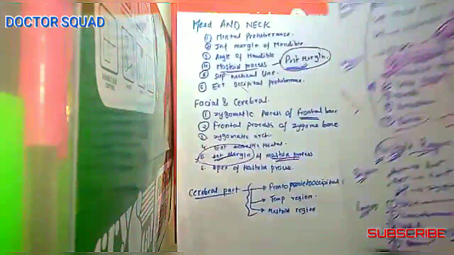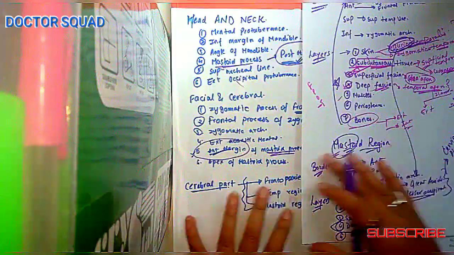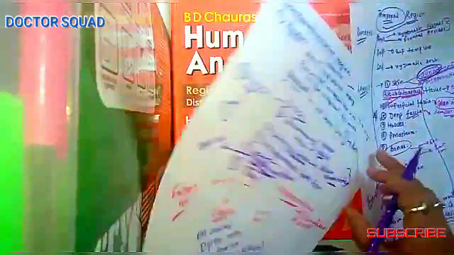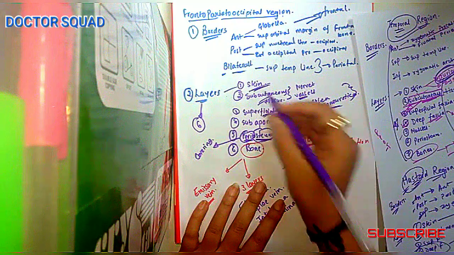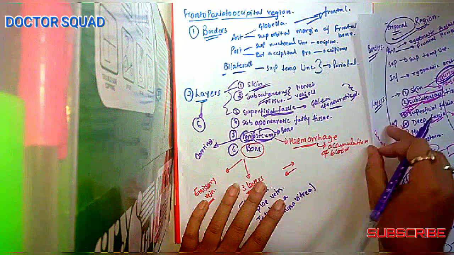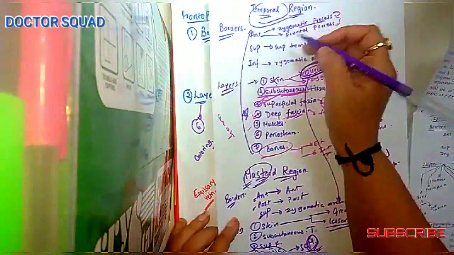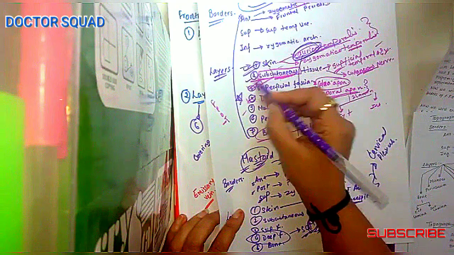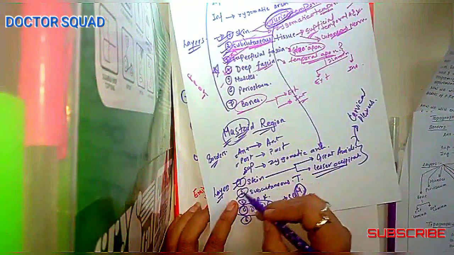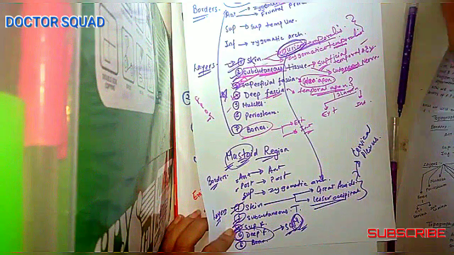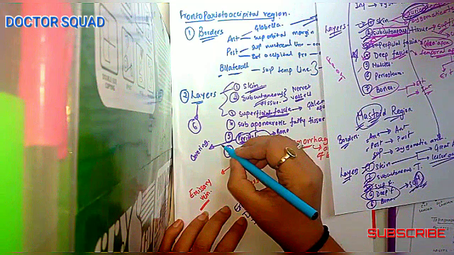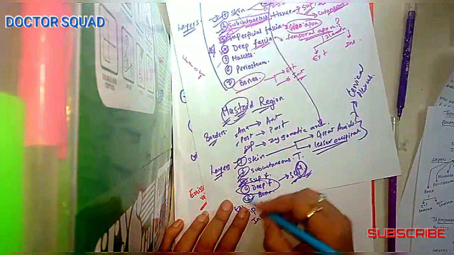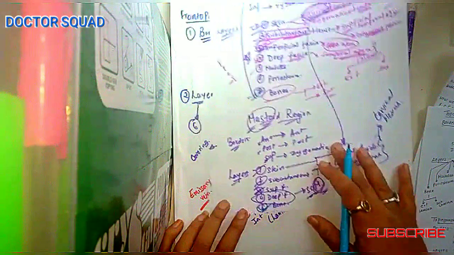So what is the difference between all the layers? You can see here. Let's talk about the fronto-parieto-occipital region. It consists of skin, subcutaneous, superficial fascia. These three are common in all the regions, like you can see the temporal region: skin, subcutaneous and superficial. Then bone is common, bone is common, bone is common, right?